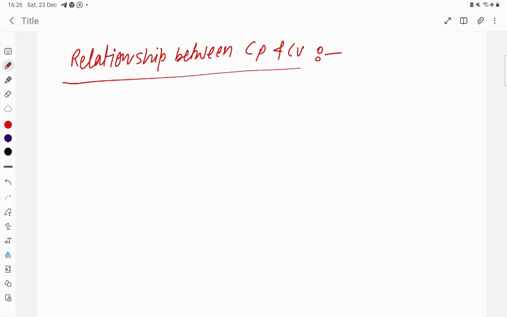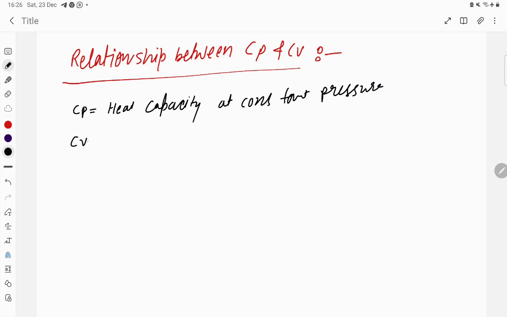Hello student, let's try to understand the relationship between Cp and Cv. So Cp is what, student? Heat capacity at constant pressure. Now another term is there, student: Cv. What is Cv? It is also heat capacity, but at constant volume, that you need to keep in mind.